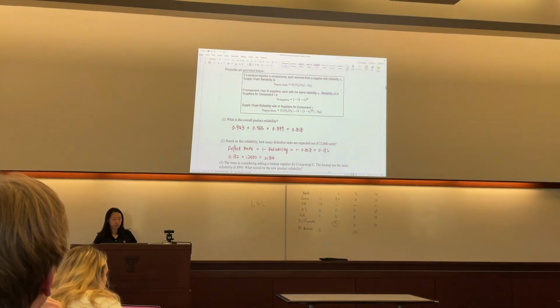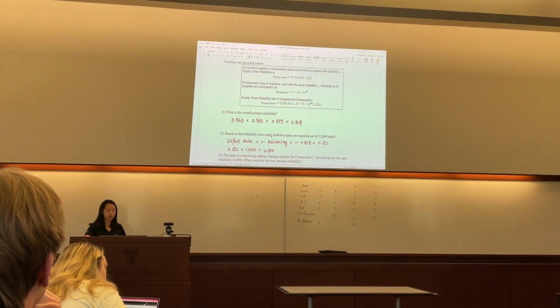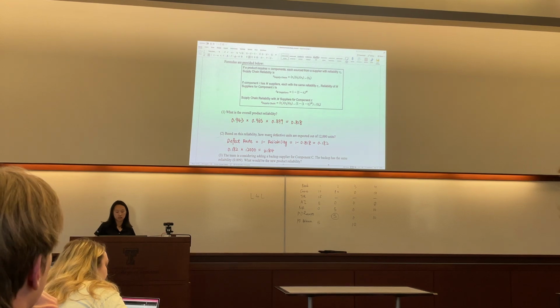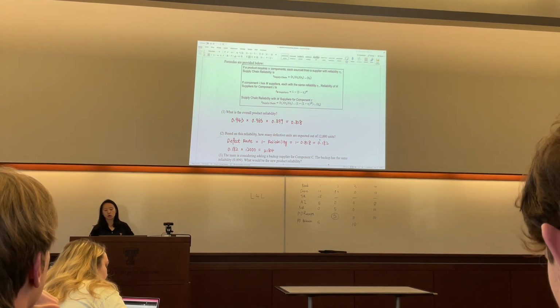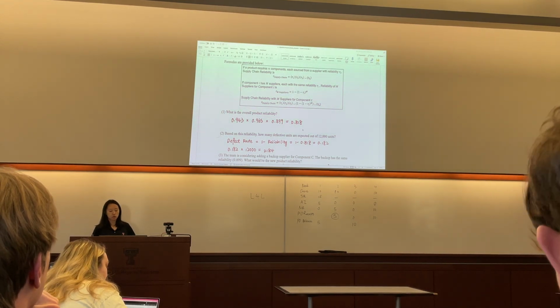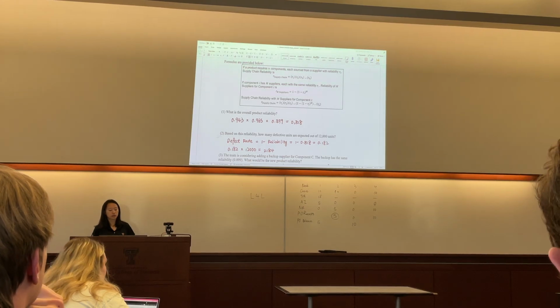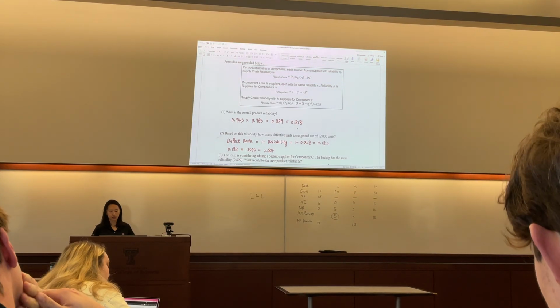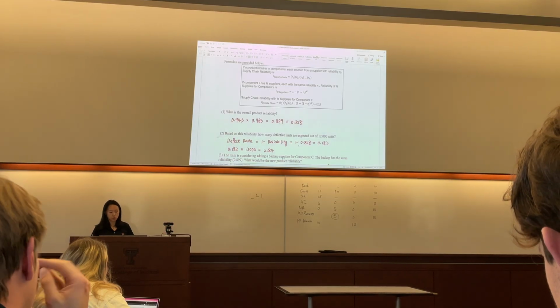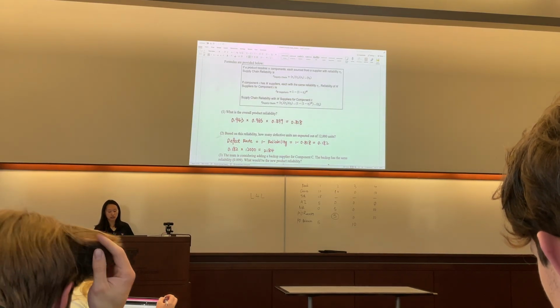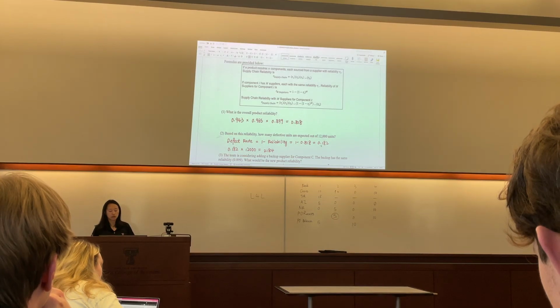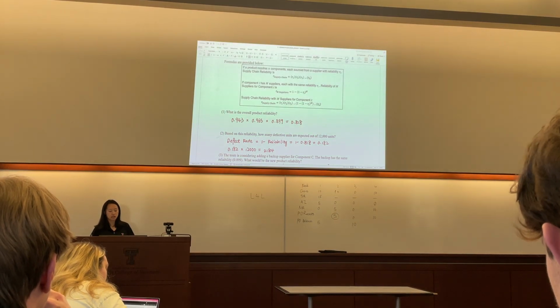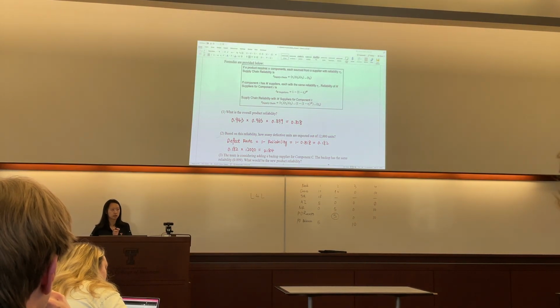The next question, based on the reliability, how many defective units are expected out of the 12,000 units? So based on question 1, we have the reliability. Then 1 minus reliability is the defect rate. So 1 minus 0.818, that is 0.182. You take the defect rate times the number of units to get the number of defective units.